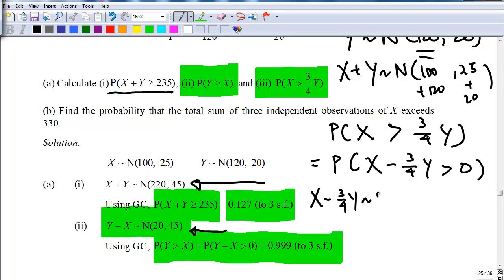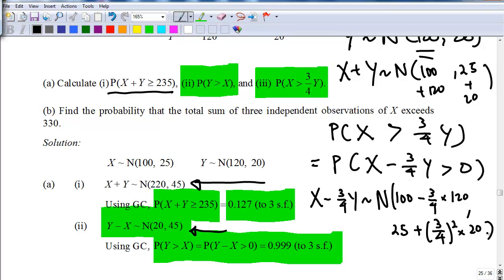Okay? So now what I'll do is I'll work out the distribution for X minus 3 over 4 Y. Now this will follow a normal distribution. And what do I do with the means? The mean is just 100, minus 3 over 4 times 120, 120 for Y. Then for the variance, again, remember you always add, you don't minus. So the variance of X is 25. Then I will plus, then there's a 3/4, right? So the 3/4 becomes 3/4 squared times 20.